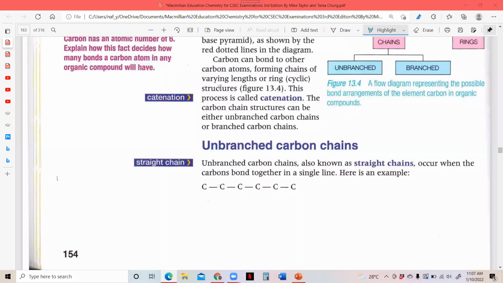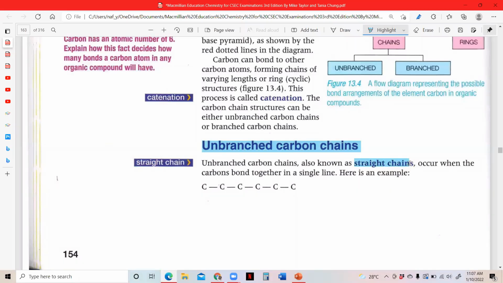different structures. So the first structure is known as an unbranched carbon chain, aka straight chain. So you will hear us talk about straight chain carbons quite a number of times. We use the term straight chain. It's the same thing as saying unbranched. So what is happening? You have one carbon linked to another carbon, linked to another carbon, linked to another carbon. And it goes like this. It follows each other in a straight line, right?